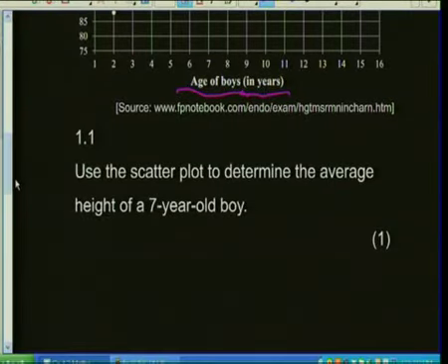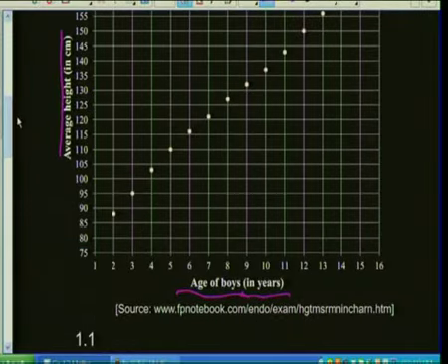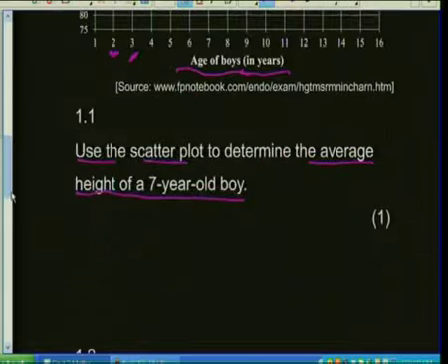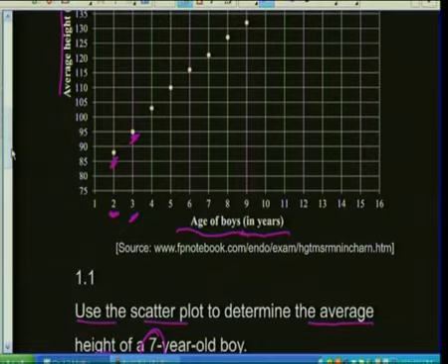The first question is, use the scatter plot to determine the average height of a 7-year-old boy. Let's see what it means. For a 2-year-old boy, there's the average height of a boy. For a 3-year-old boy, that is the average height for that boy. Now what do we want? We want the average height for a 7-year-old boy. So we go to 7. On the y-axis, what is the corresponding height?